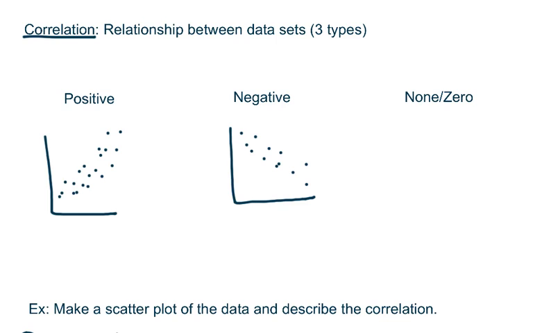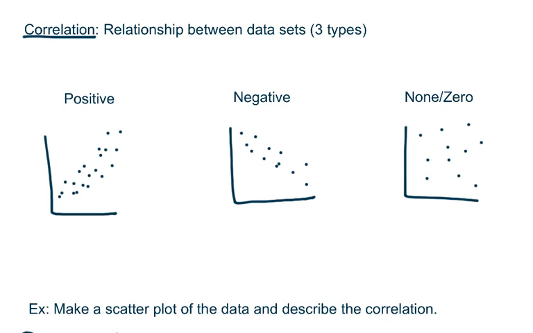There will be trends in your data. As one goes up, the other goes up. That's positive. As one goes up, the other goes down. That's negative. So this could be something like hours spent watching TV versus test scores. As you spend more time watching TV, you're probably not studying, so your test scores are probably going to go down. Then the final correlation would be none or zero, and that's just no relationship at all.